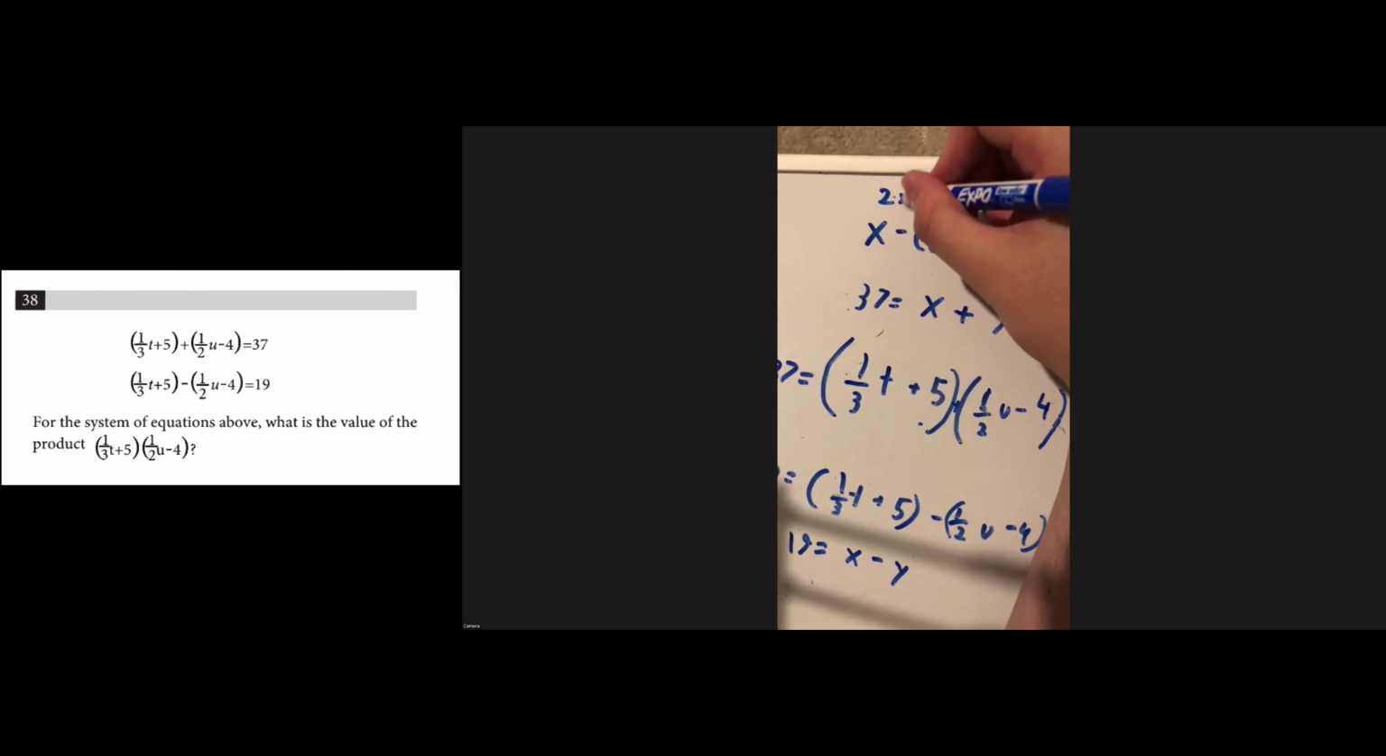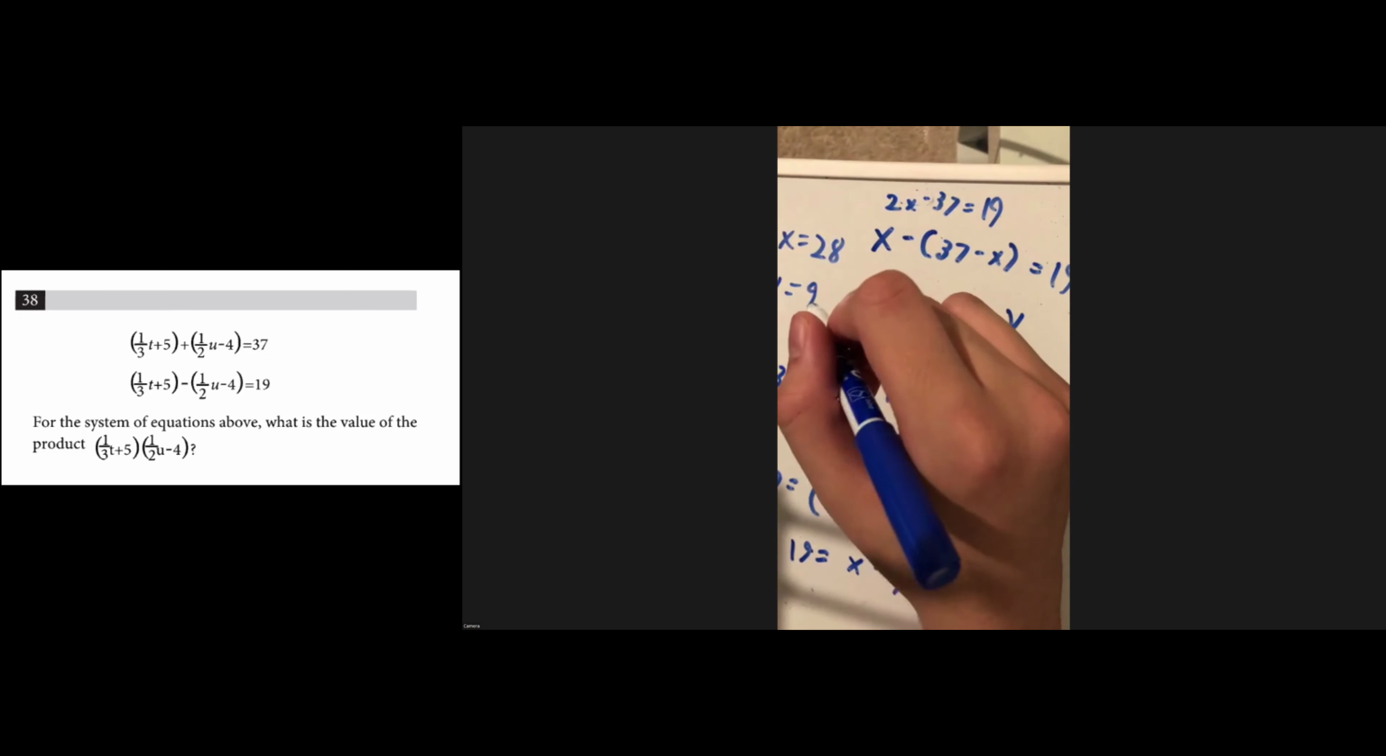And then equals 19. Then you'd substitute, so x, and then these two negatives would cancel out, so you'd have 2x minus 37 equals 19. X is equal to 28. And then you can substitute back into the equation to get y. So 28 plus y equals 37. So y is equal to 9.